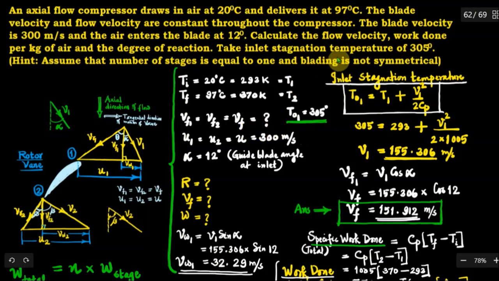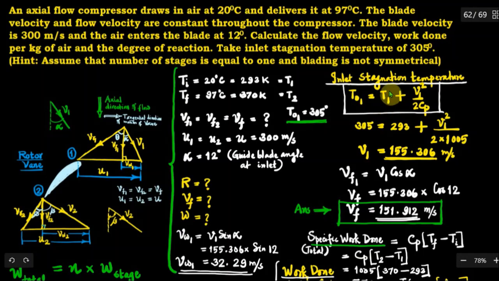Then the stagnation temperature at inlet, that is T01, is equal to 305 Kelvin. For Kelvin we do not usually put degree, so please write T01 is equal to 305 Kelvin. And from the concept of stagnation properties, we know that T01 is equal to T1 plus V1 square by 2 Cp. This is the relation between the stagnation temperature and static temperature. The suffix 1 stands for the inlet condition.